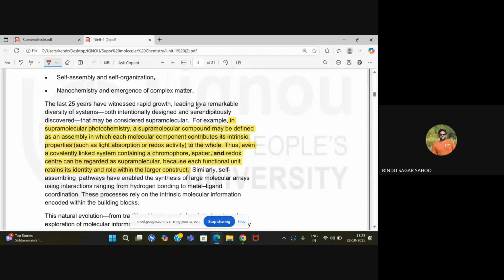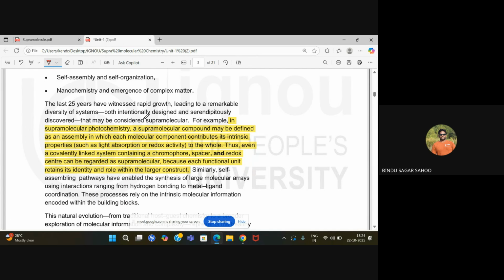Supramolecular molecules have different applications in different fields of chemistry. One of the most important applications is supramolecular photochemistry. When I say supramolecular molecule, there is a bigger molecule or bigger complex, but within this bigger complex, small atoms are also present, and these small atoms retain their own intrinsic property. When they form a larger complex, they don't lose their intrinsic property.